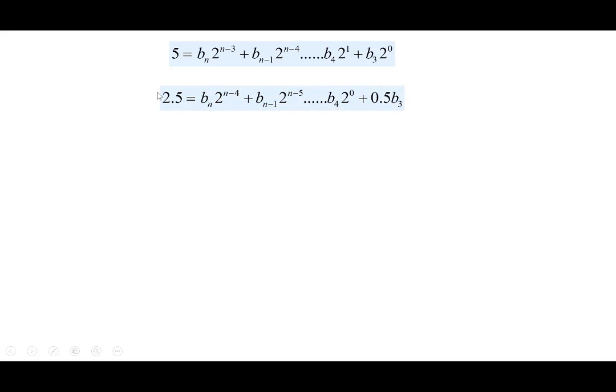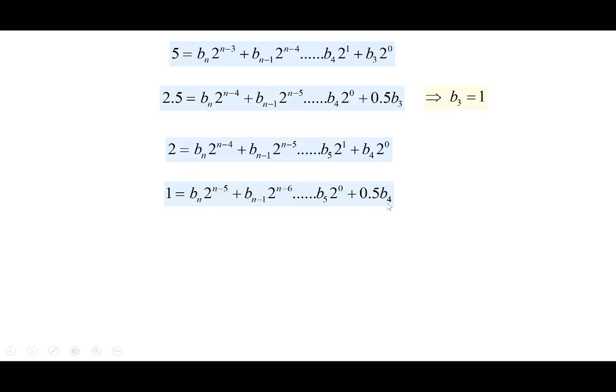All right, so 2.5. B3 is 1, 2, 1 here. B4 is 0. And we compare the two, then B5 has to be 1. So till the left hand side becomes 1, then the whole procedure ends, and we see that we need a total number of 6 bits, B0 to B5 here. And so this is the number here, 101101. So this binary number is equivalent to 45 to the base 10 here.